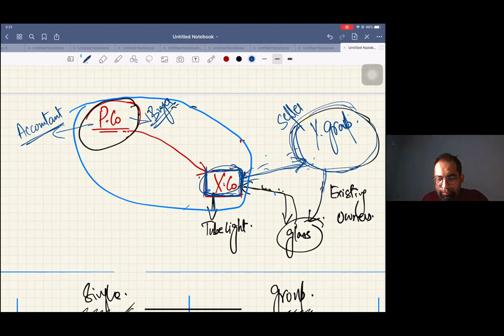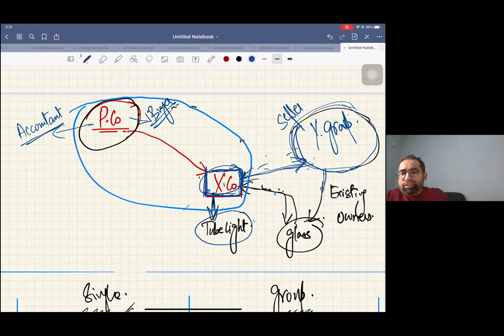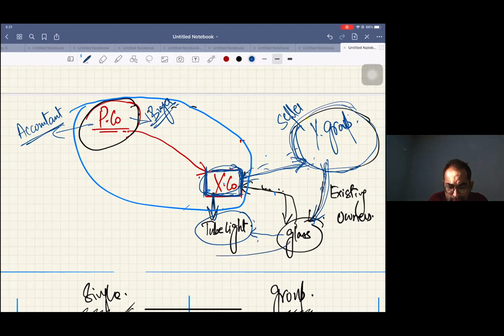Let me give you a few examples. The first example, let us say this X company manufactures tube lights. For tube lights, the raw material is glass. So they used to buy glass from the Y group of companies, the same group. Now, as they all belong to the same group, they are getting the glass at a 20% discount from the market price.